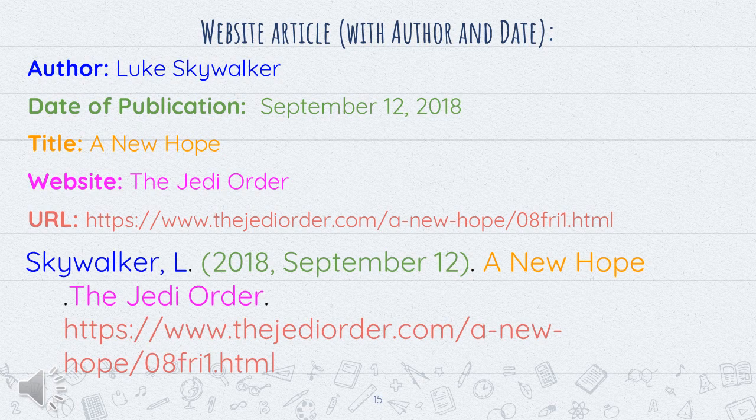Next one, we have website article with author and date. If a while ago, pinag-usapan natin yung printed news article and website news article, this time, website article lang itself. So, walang news. Article lang siya in a particular topic. So, it could be anything, any kind of article. So we have author Luke Skywalker, date of publication is September 12, 2018, title A New Hope, website, the Jedi Order, and of course, the link or the URL.